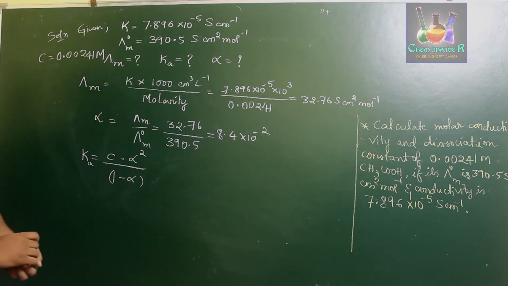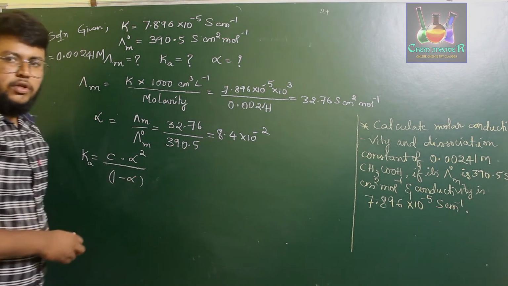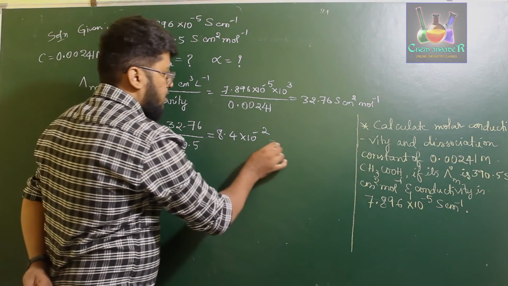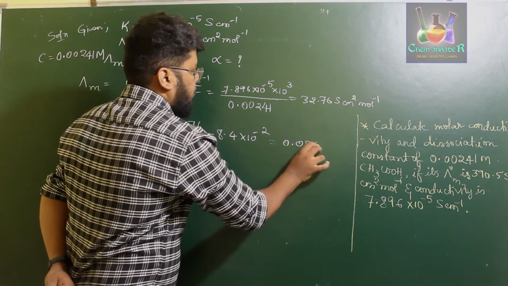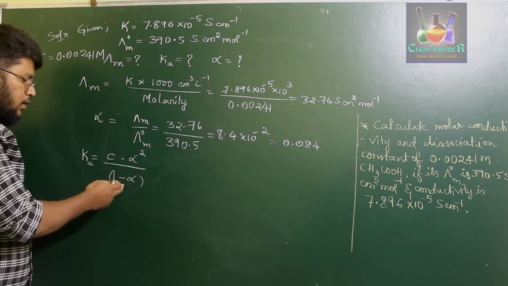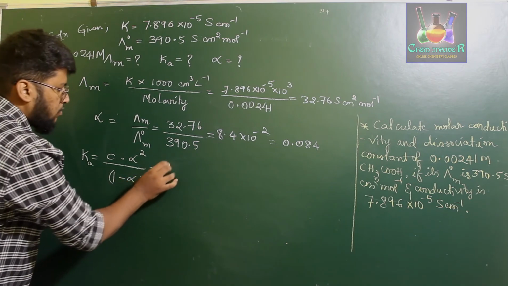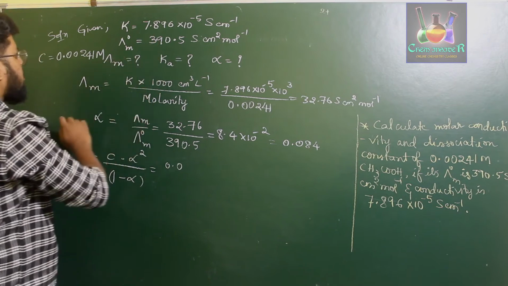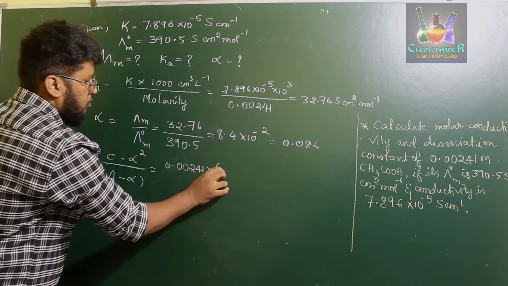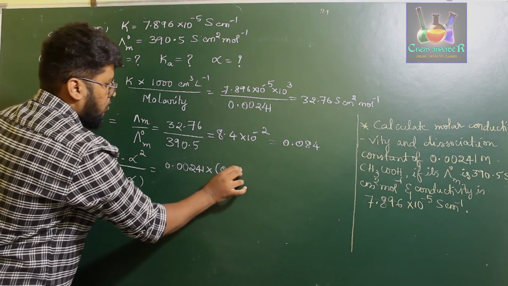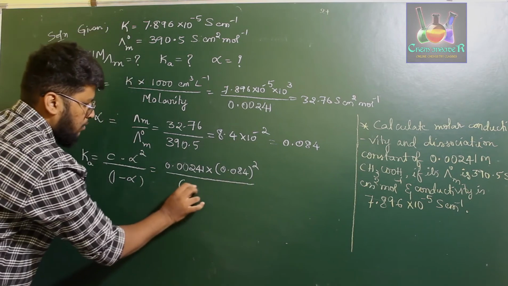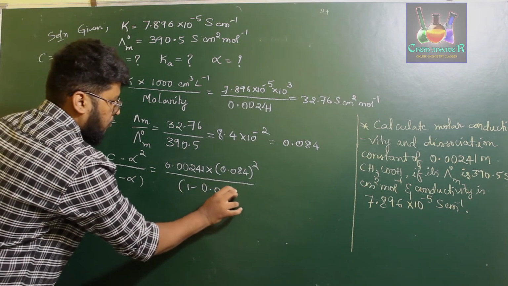Now the real point over here is, if you want, you can write it as 8.4 into 10 power minus 2, or you can write it as 0.084, its original value. Okay, so now I'm going to write it over here. So that will be equal to the concentration, that is 0.00241, into the square of 0.084 whole divided by 1 minus 0.084.